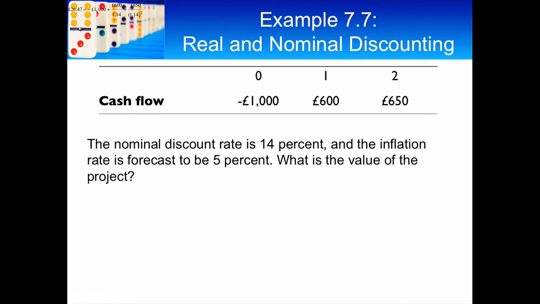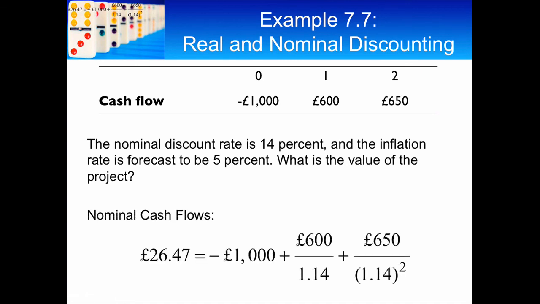We have three cash flows, and these are nominal cash flows, and the nominal discount rate is 14%. The inflation rate is 5%. So what's the value of the project? Well, if we're using nominal cash flows, we use the actual cash we get in. And you can see here, it's a simple net present value formula where you're discounting the cash flows in years 1 and 2. And you're given a net present value of 26.47.